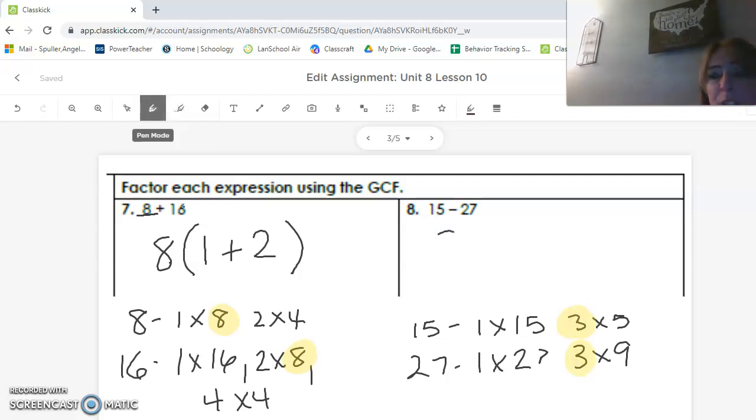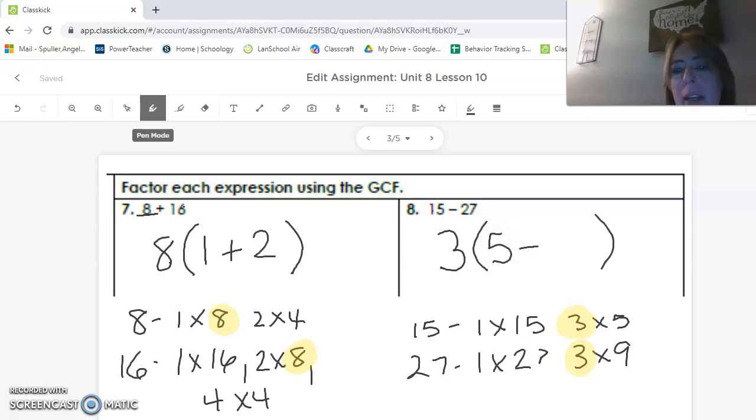So remember, put the GCF out, parentheses next. 15 divided by 3 is 5, minus 27 divided by 3 is 9. Now notice, these are the two sets that I use.